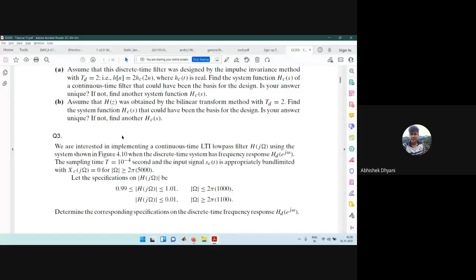Finally, okay, now let's go to question number 3. This is a short one. It just says that we are interested in implementing a continuous time low pass filter, which is this H(jω), and to do that we will use the system as shown in the figure.